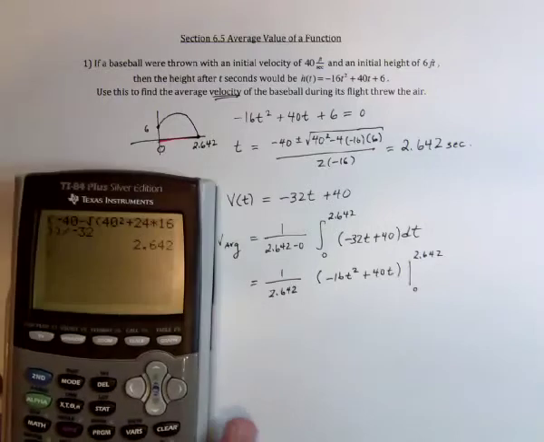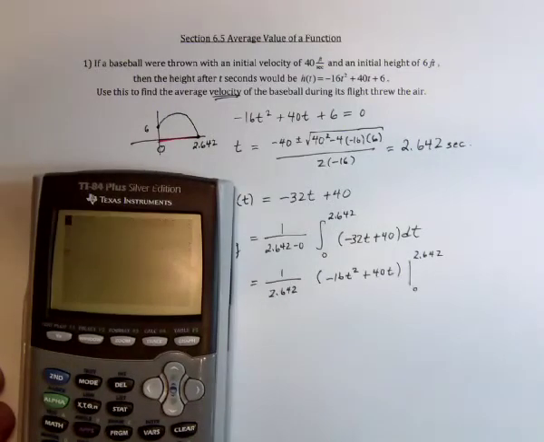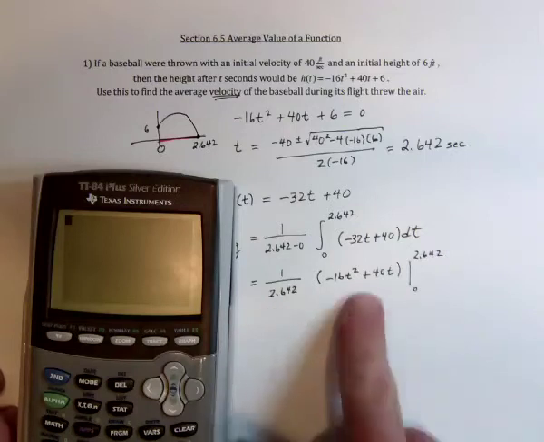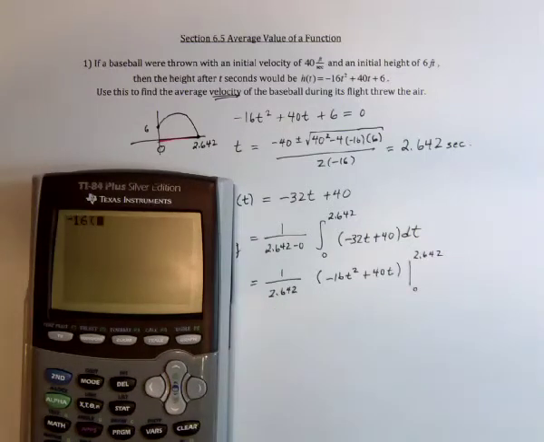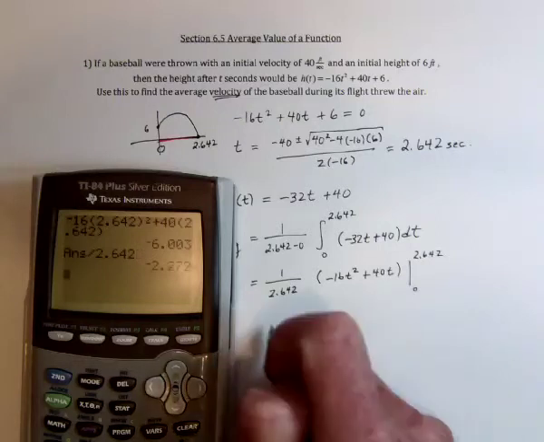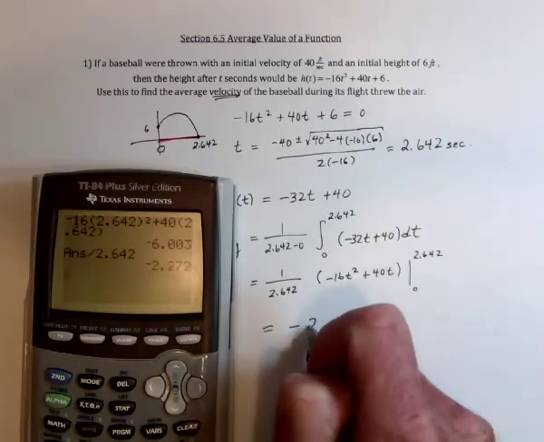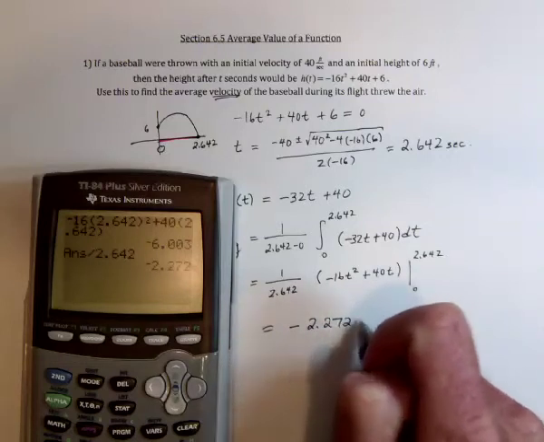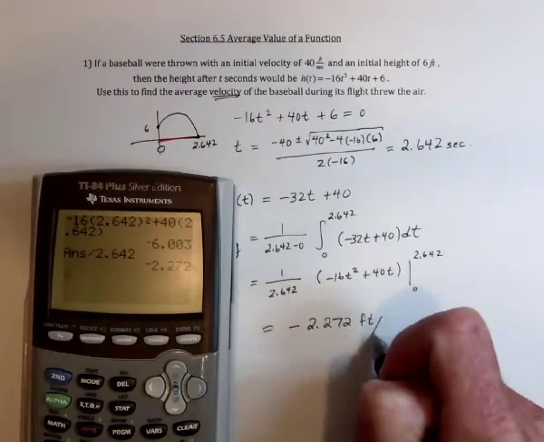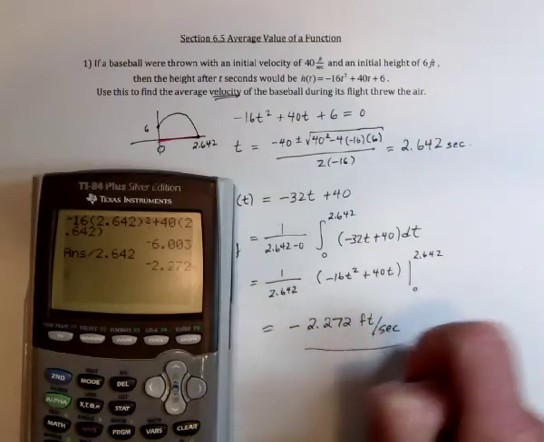and what have we got? So I'll do this part in a moment. Let me do this. Negative 16 and 2.642 is squared plus 40 times 2.642. And then that needs to be divided by 2.642. So it's an average of negative 2.272 feet per second is the average velocity.